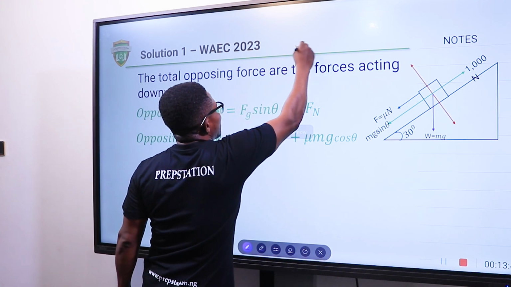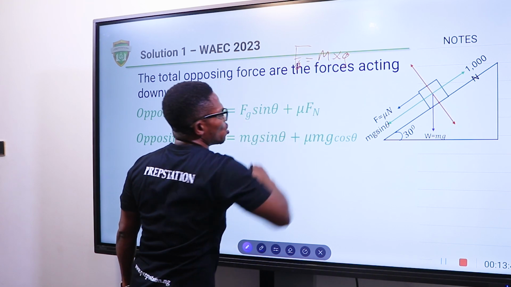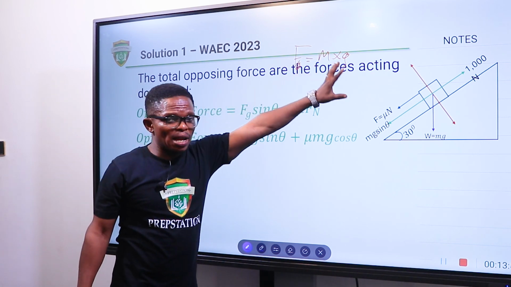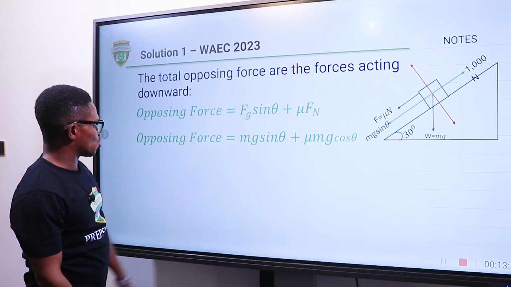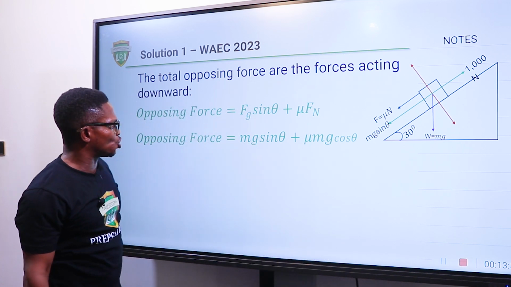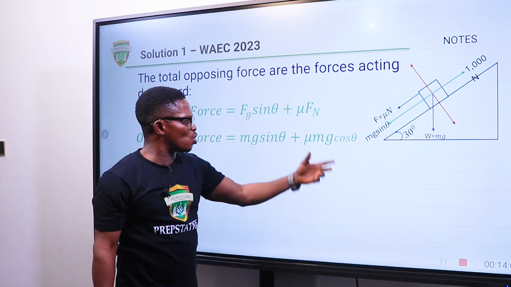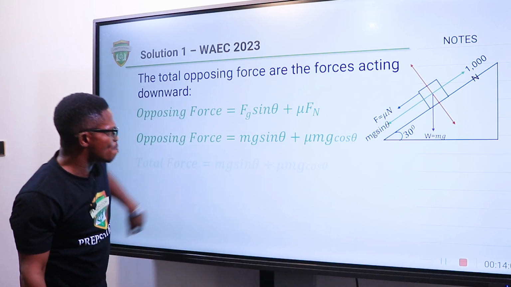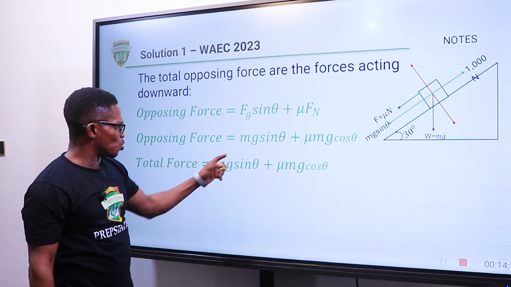So force of gravity, Fg, is equal to mass times acceleration due to gravity. If I want to find the weight of an object, simply multiply the mass of the object by acceleration due to gravity. So that is how Fg changes to mg. Sine theta still remains. Now mu is there, but Fn is called normal force. Fn equals mg cos theta. So by the time you play with this, what will happen? The total force opposing this motion is these 2.